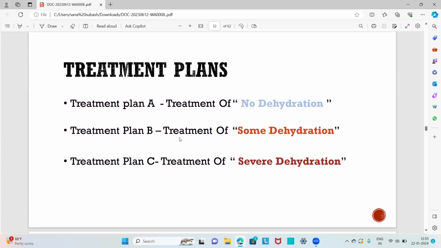Then our major topic is the treatment plans for acute watery diarrhea. The treatment plan depends upon the WHO dehydration assessment categorization. Treatment plan A is for no dehydration, treatment plan B is for some dehydration, and treatment plan C is for severe dehydration. I have already told that in that table, we have categories based on the dehydration features: no dehydration, some dehydration, severe dehydration.